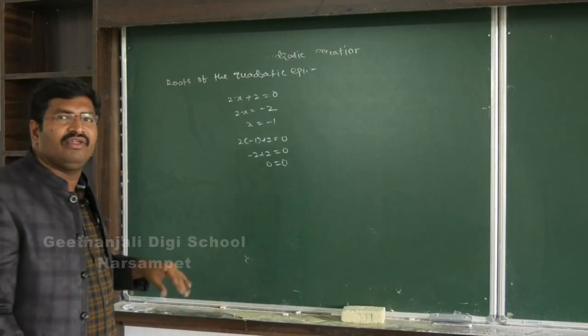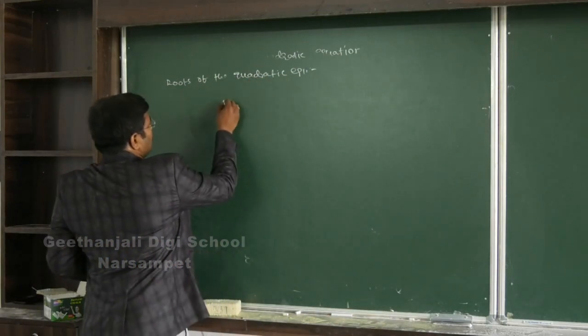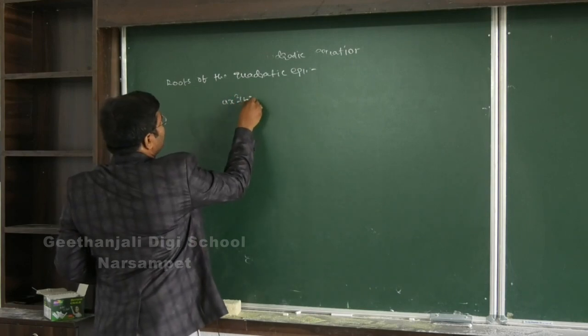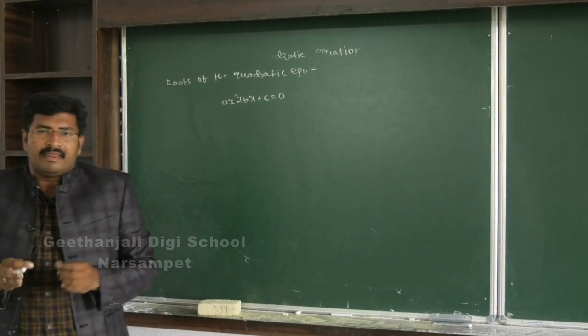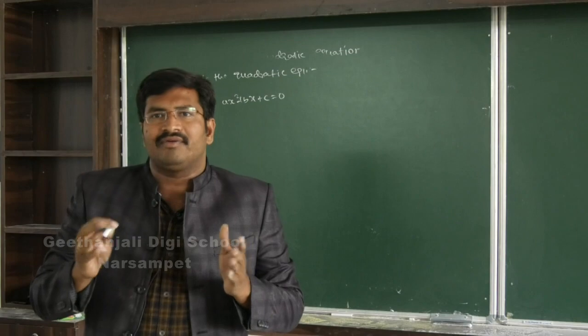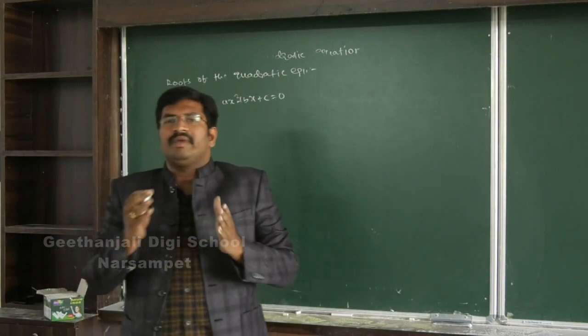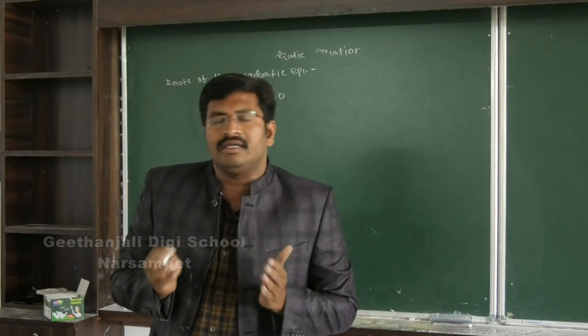Come to the quadratic equation of the form ax square plus bx plus c is equal to 0. The linear equation has one solution. In the same way, the quadratic equation has two solutions. The cubic equation has three solutions, like that. An nth degree equation has n solutions.